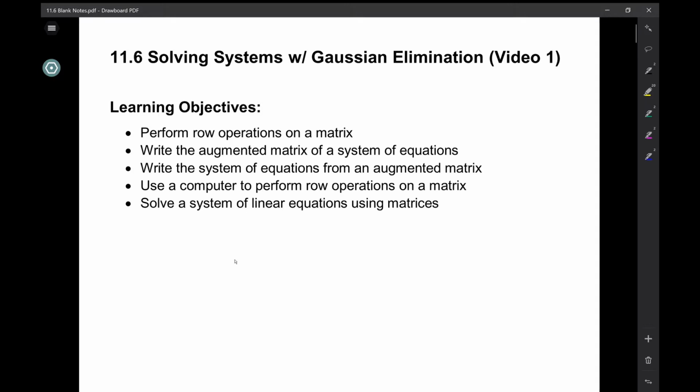I feel like those are the same things. Write the system of equations from, go back and forth between an augmented matrix and a system of equations. Sorry, my brain stopped there for a second.